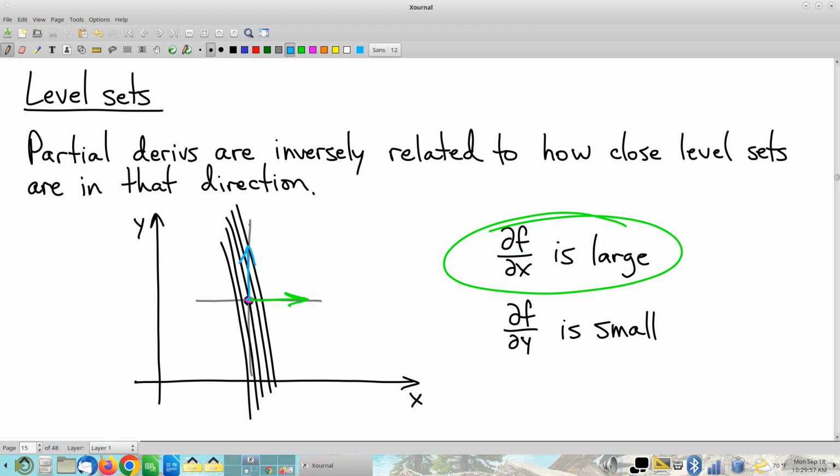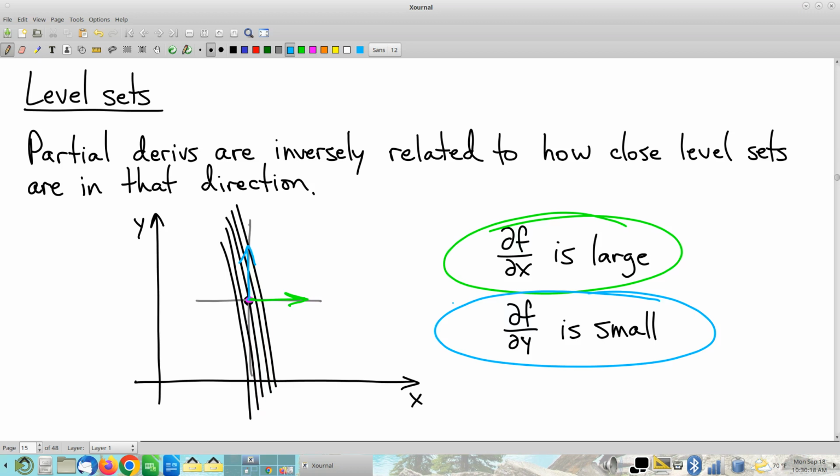So much more horizontal distance to cover, well, to gain the same amount of altitude. That seems less steep. That corresponds to a smaller value of the partial derivative. Everybody see what I'm talking about? Now, there is something very unsatisfying about this.